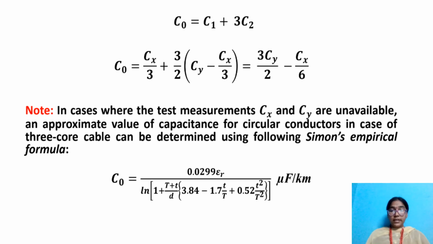Note, in cases where the test measurements Cx and Cy are not available, we can calculate C0 equals 0.0299 epsilon r divided by the natural log of (1 plus capital T plus small t by small d into 3.84 minus 1.7 small t by capital T plus 0.52 into t squared by capital T squared) microfarad per kilometer. By this formula, we can calculate C0 while Cx and Cy are not available.